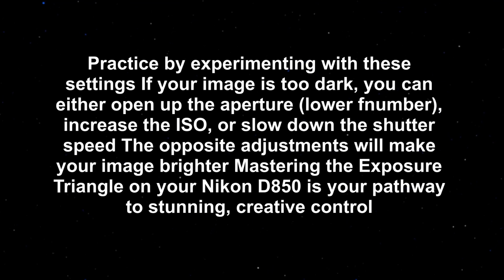If your image is too dark, you can either open up the aperture to a lower number, increase the ISO, or slow down the shutter speed. The opposite adjustments will make your image brighter. Mastering the exposure triangle on your Nikon D850 is your pathway to stunning, creative control.